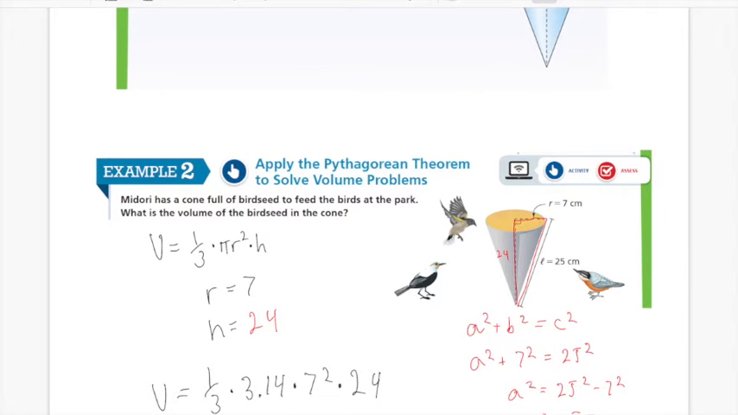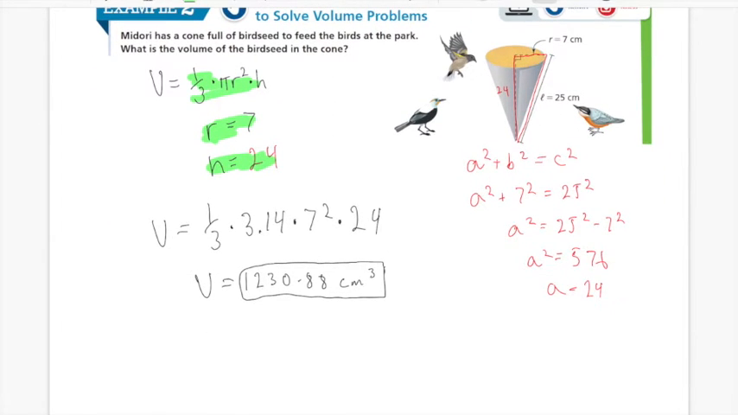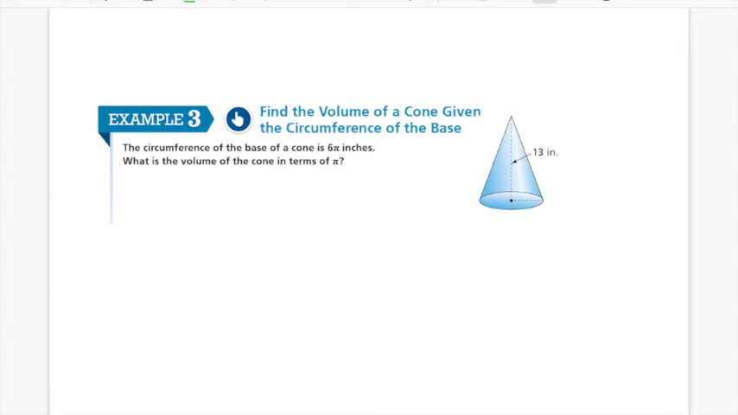So that is the volume of our cone. Okay, so we had to find that height. Make sure when you're doing this that you are identifying each part, identify your formula, and then you're just substituting it in. That's how I would like you to show your work.